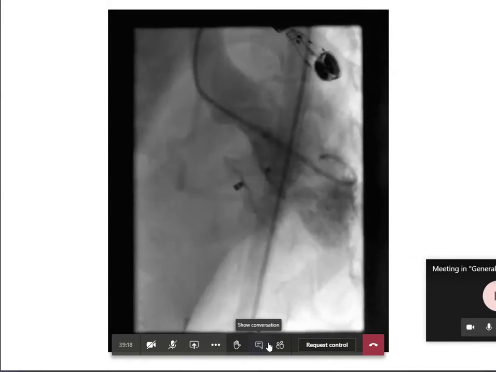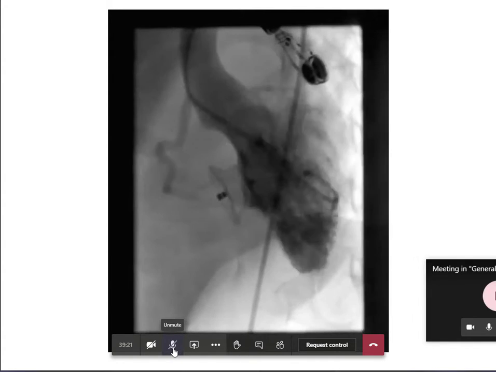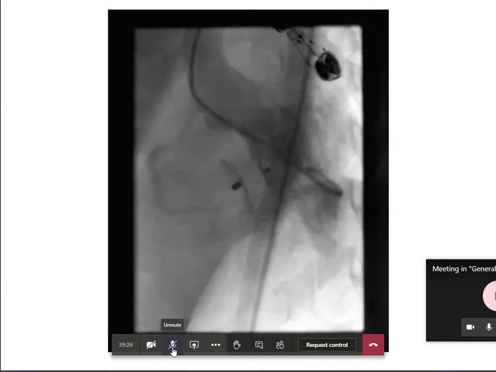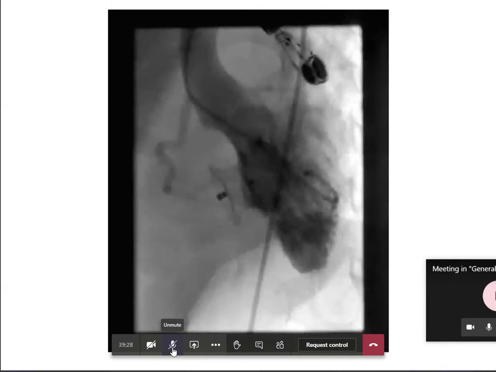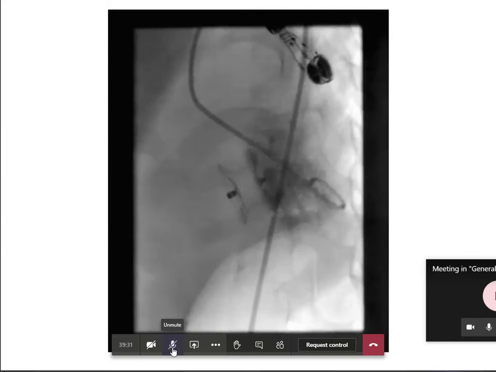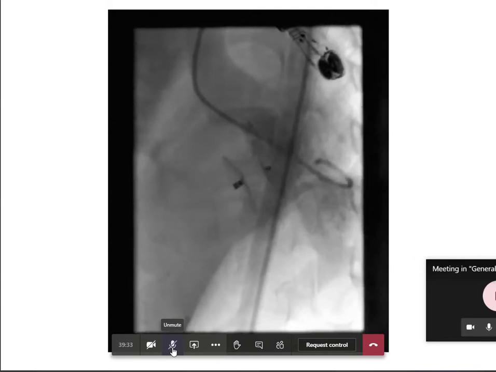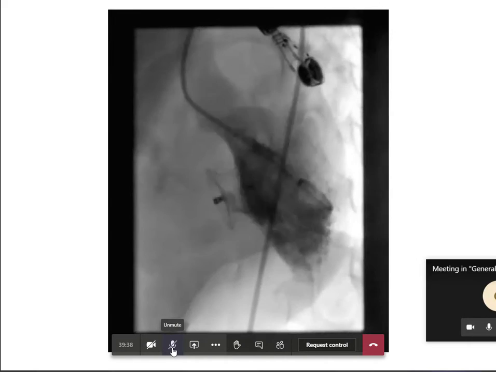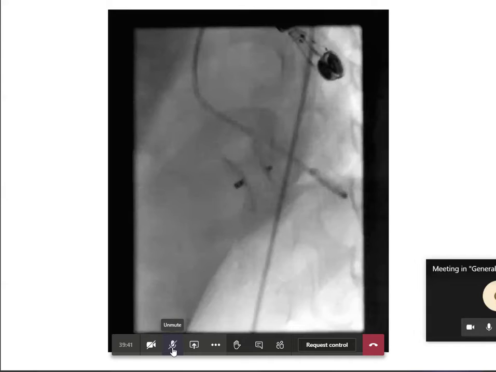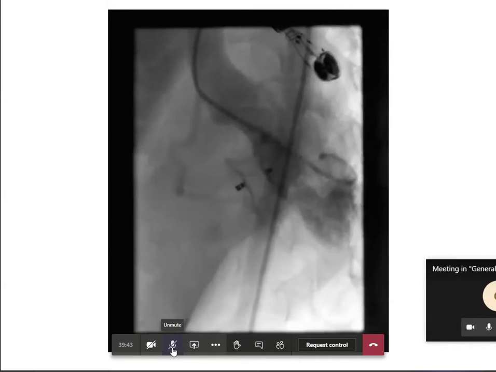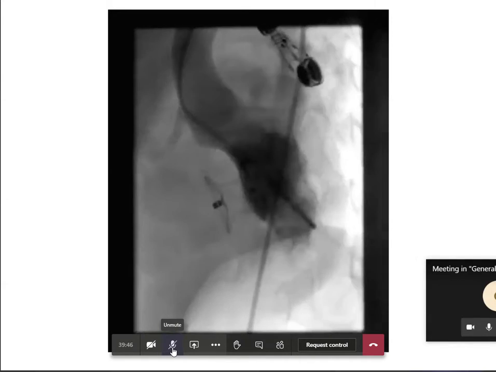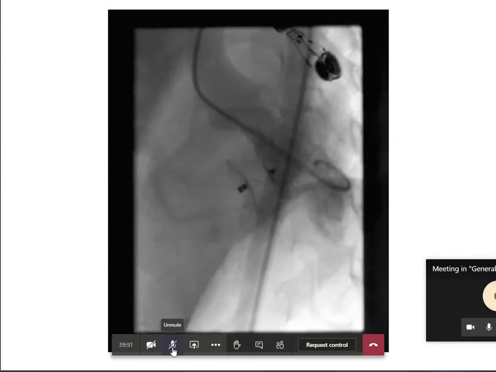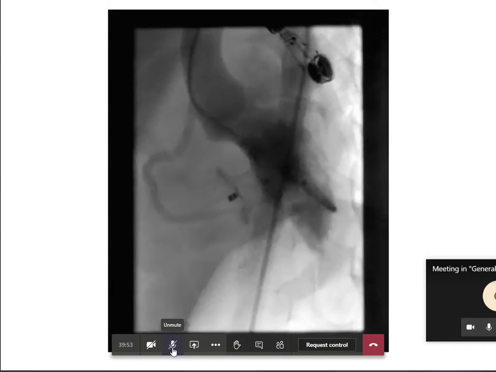Yes, sir. Sir, it was an LAO view with a pigtail catheter. Very good. Through the femoral artery, descending aorta, arch of aorta, going to the ascending aorta into the LV. This is a posteriorly placed ventricle. Then we can also see the right coronary artery arising from the ascending aorta.